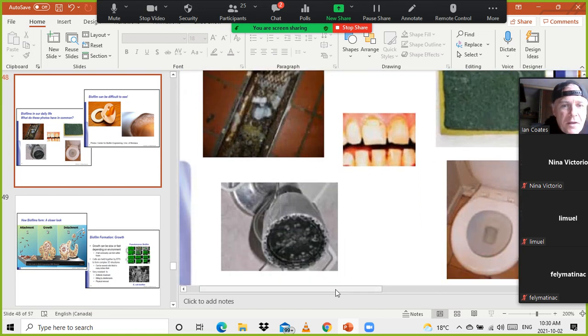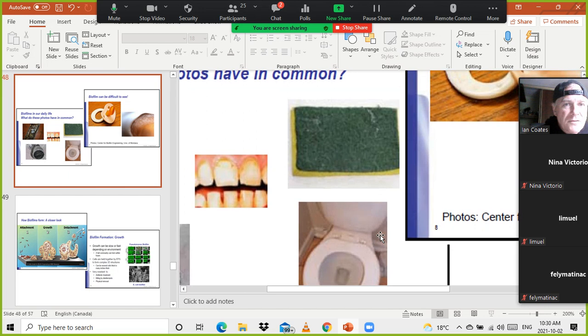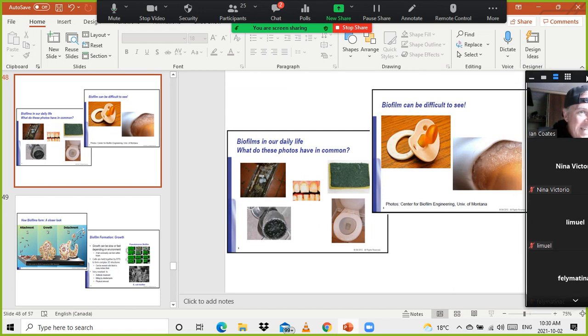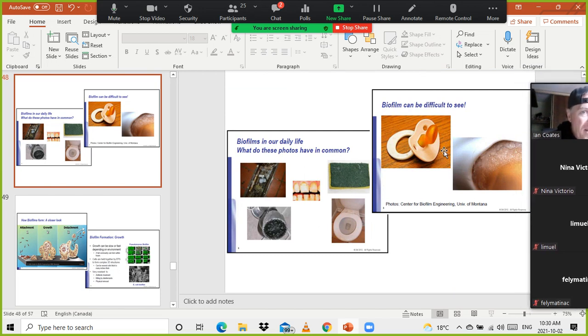Okay, they all got biofilm somewhere. They're all potential places, and they all need to be disinfected, if they possibly can.